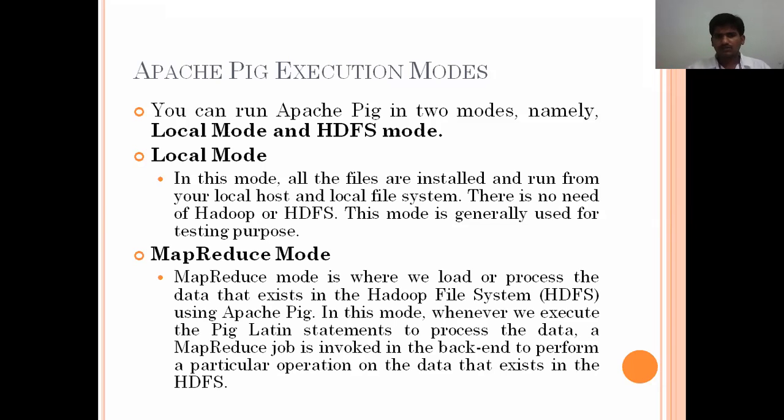The map reduce mode is where we load or process the data that exists in the Hadoop file system. Using Pig in this mode, whenever we execute Pig Latin statements, which means in Pig we write statements in the Pig Latin language, those statements are processed on the data. A map reduce job is invoked in the backend to perform a particular operation on the data that exists in the HDFS.